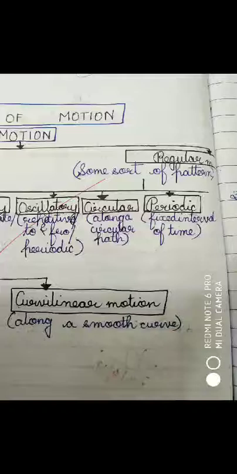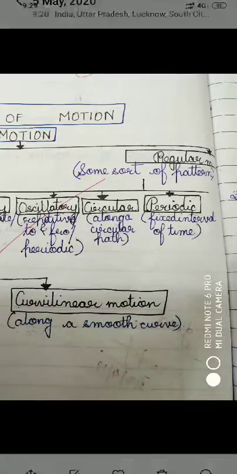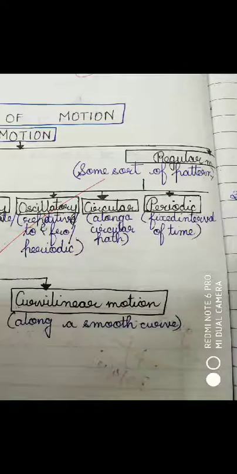Or what you can do, you just tie a stone to a string and then hold the other end of the string and start rotating it. Then what will happen? The stone is having a circular motion. It will move around in a circular motion. Then periodic motion, it is another type of regular motion, when something is moving in a fixed interval of time. That is called a periodic motion.